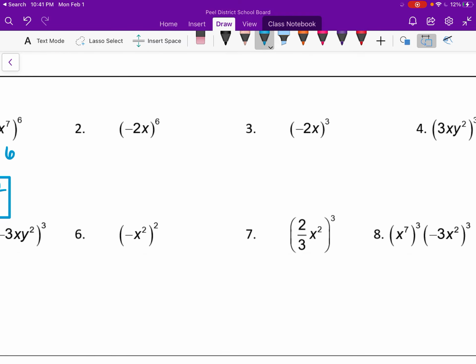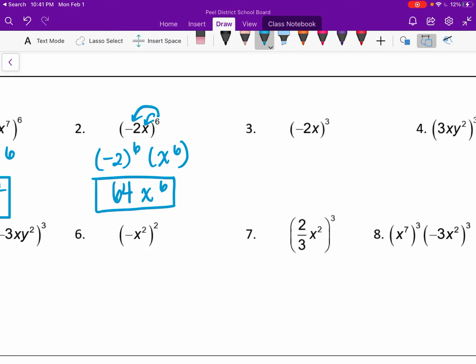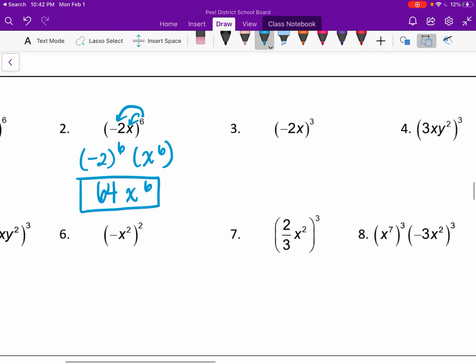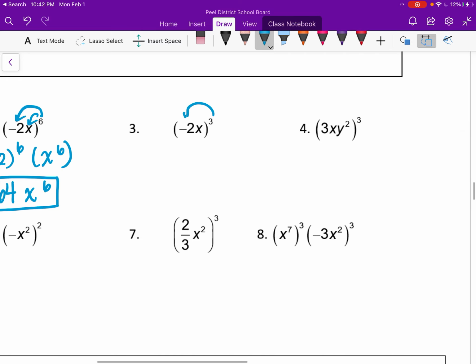Here you have negative 2x all to the power of 6, and you got to distribute that in. So you're going to do negative 2 to the power of 6, and then you're going to do x to the power of 6, right? So then you have 64x to the power of 6. So when you have a coefficient in front of it, you got to make sure you apply that 6 power to the coefficient. Same thing here, we have a coefficient of negative 2. So we're going to do negative 2 cubed, and then x cubed as well, right? Negative 2 cubed is just negative 8, x cubed.